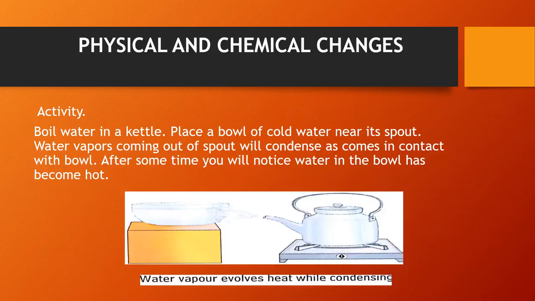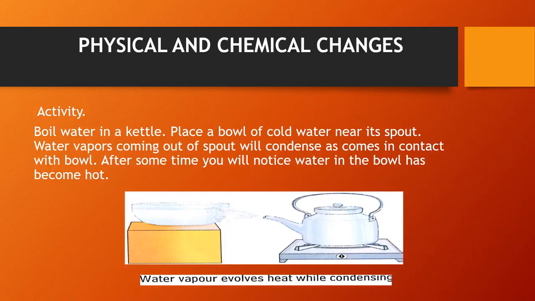Children, now we will cover some examples given in the book. One activity we are going to take. Boil some water in a kettle. Place a bowl of cold water near its spout. Water vapor coming out of the spout will condense as it comes in contact with the bowl. After some time, you will find that the water in the bowl has become hot. You can do this activity under the supervision of your parent or some adult at your house.